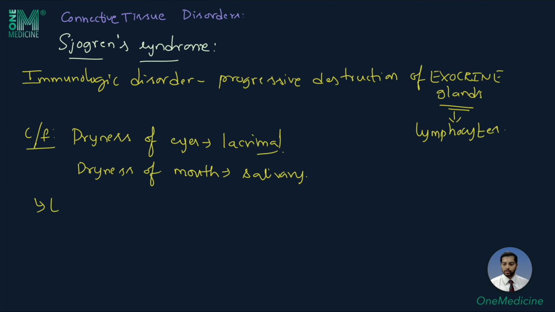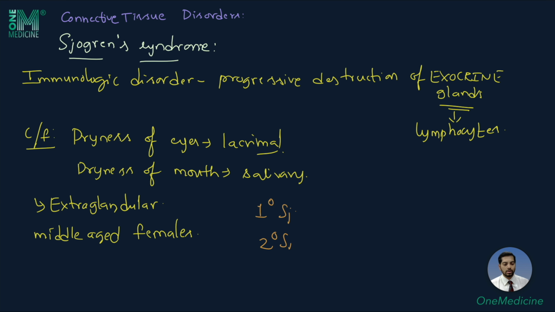It is also associated with extraglandular manifestations. Sjogren syndrome classically affects middle-aged females. There is primary Sjogren's and there is secondary Sjogren's. Primary Sjogren's is when the disease occurs by itself. Secondary is when it is associated with another connective tissue disease.